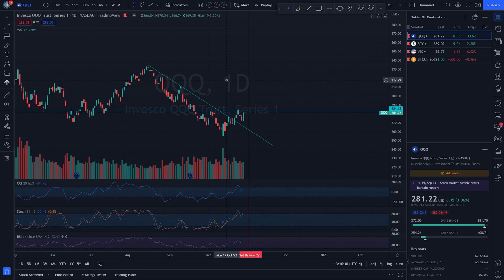So if FOMC is bullish and we rally, I don't think it's going to last long. I think we would have a short-term rally. I'm not going to call it a relief rally because I think that's exactly what we just had. I also want to point out right here, this kind of looks like a bear flag to me. We can literally just copy this line right here.